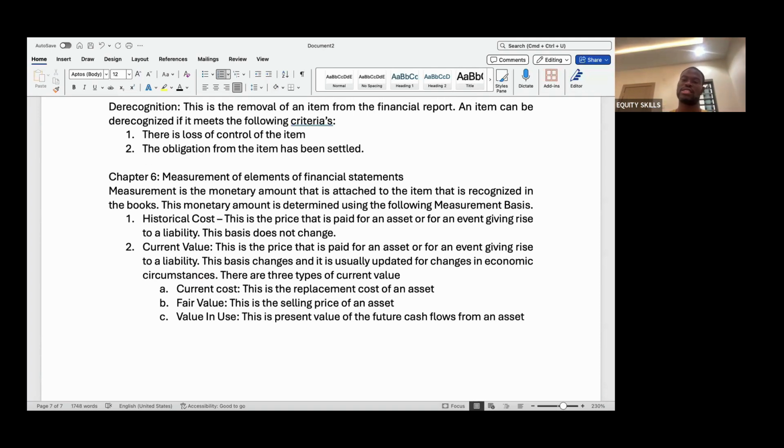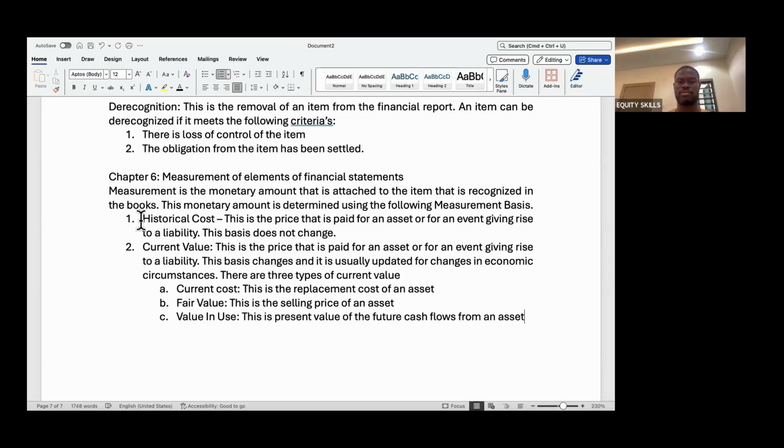Okay, and that is chapter 6 of the conceptual framework. This is important because this is everything we'll be learning. As we pick those items one by one, you will see me recalling most of these things that I've mentioned here. I'll be recalling them because this is the principle. This is where everything is sitting, right?